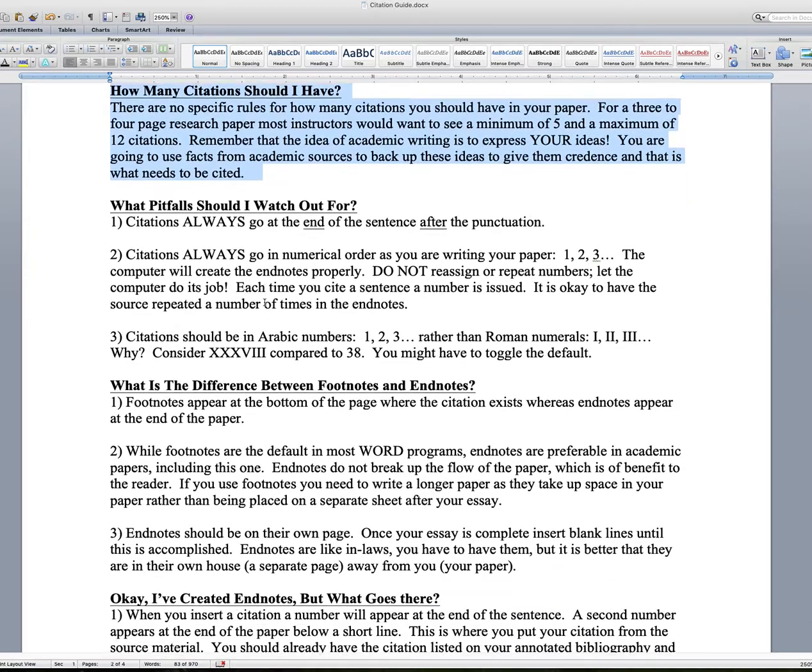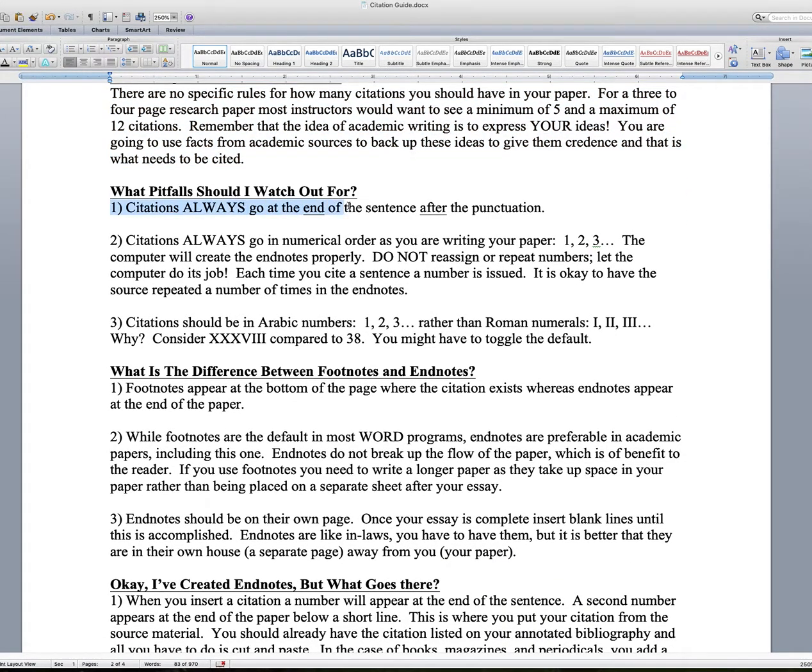Pitfalls you should watch out for. Make sure that you know citations always go at the end of the sentence after the punctuation. So it's period, and then it is citation. Citations always go in numerical order as you're writing your paper. They go 1, 2, 3, and obviously the next one is 4.